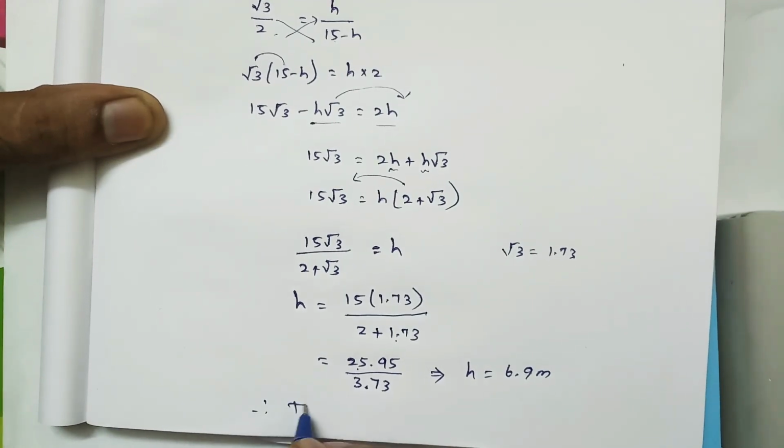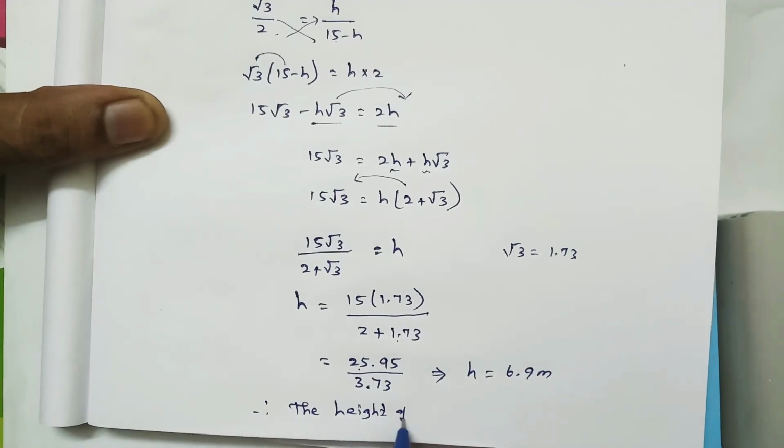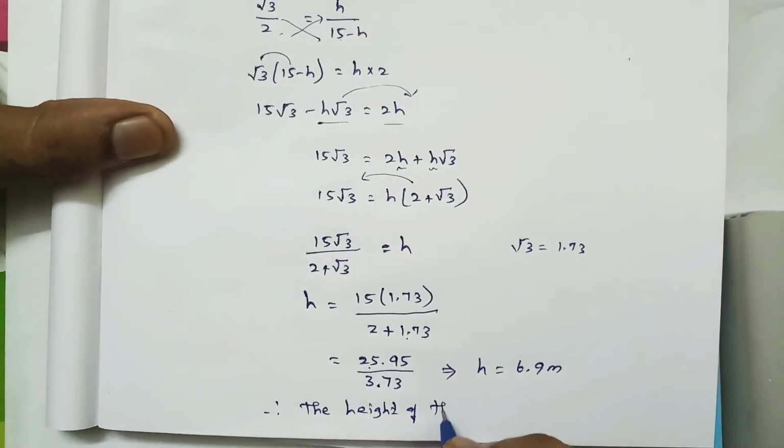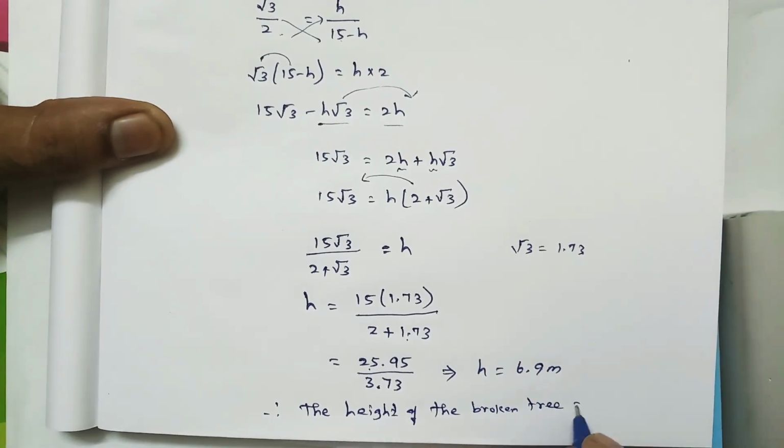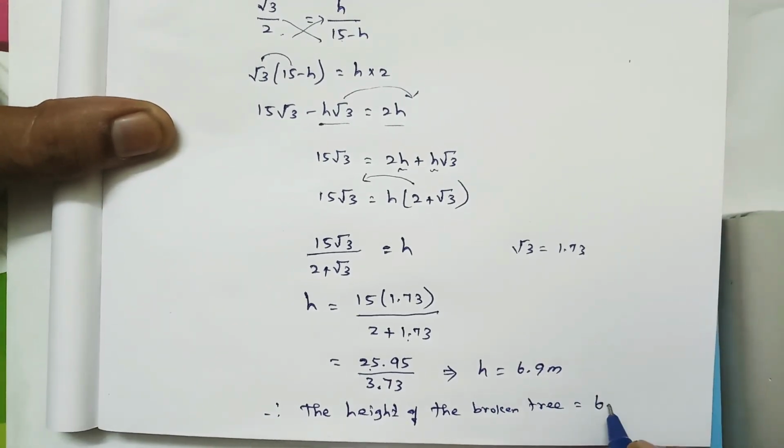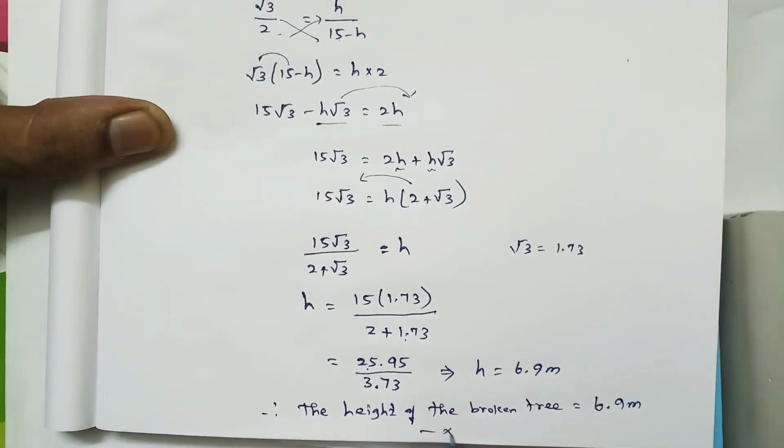Therefore, the height of the broken tree due to the wind, the remaining tree, is nothing but 6.9 meter. That's all, right?